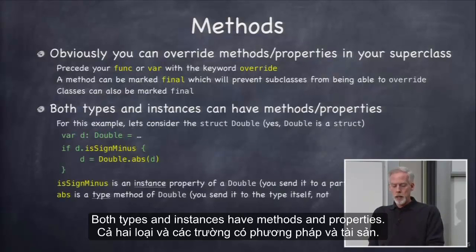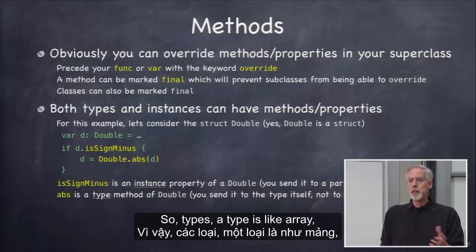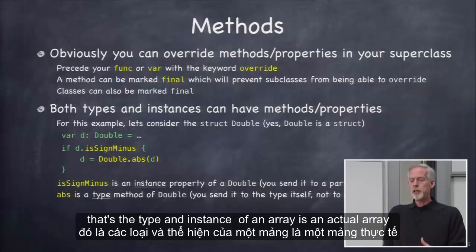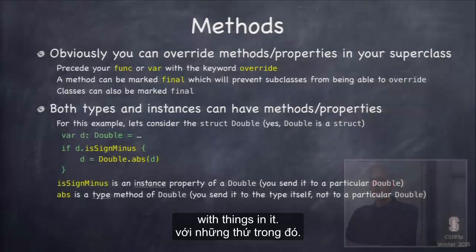Both types and instances have methods and properties. A type is like array, that's the type. An instance of an array is an actual array with things in it, okay?